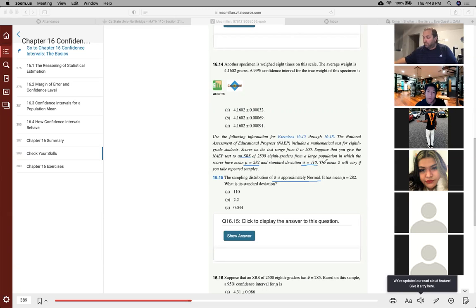Sample is greater than 30. Yeah, the sample size is much greater than 30, right? It's 2,500. All right, the sample size is much greater than 30, so it's approximately normal. It has a mean of 282 because I know that the mean of the original population is equal to the mean of the sample population. Yeah, exactly.